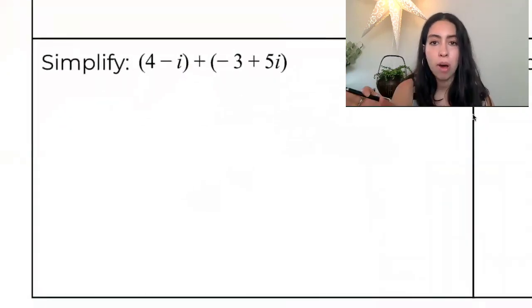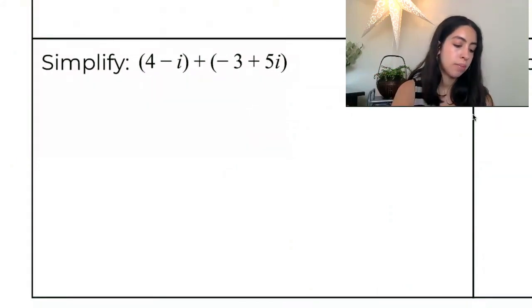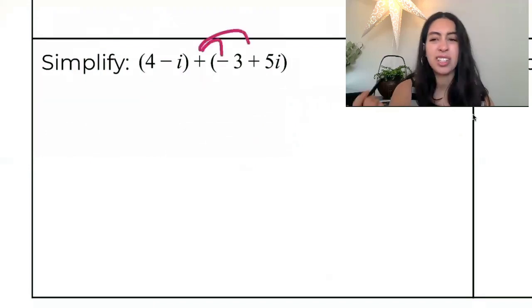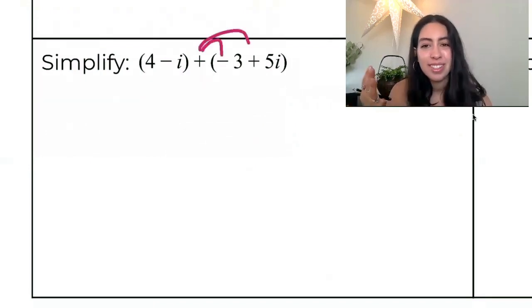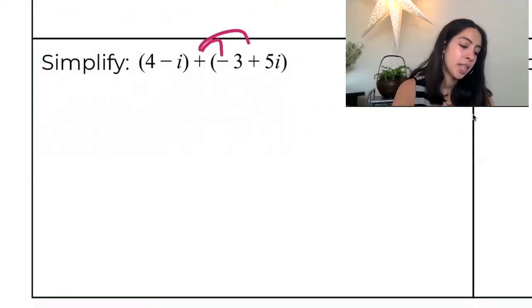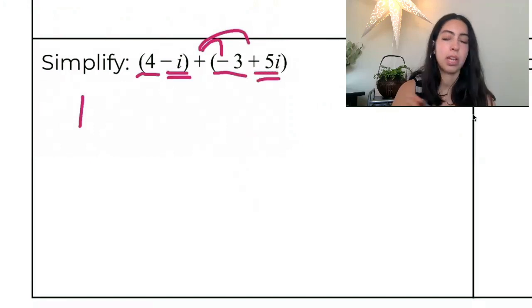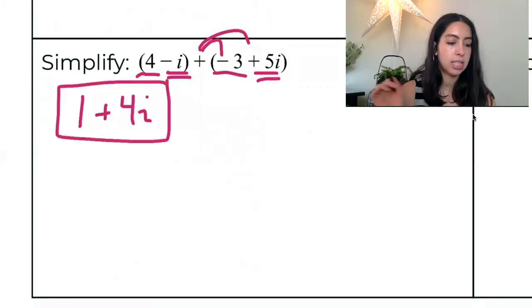I suggest maybe pressing pause and trying this one on your own before we go through it together. So we have 4 minus i plus -3 plus 5i. So I'm going to check, with addition, you don't really need to distribute it because it doesn't really change the sign. But we can always think about how we need to do that. Combining the like terms, we're going to have 4 minus 3, which is 1. And then we're going to have -i plus 5i, which is 4i. So that is our solution here.